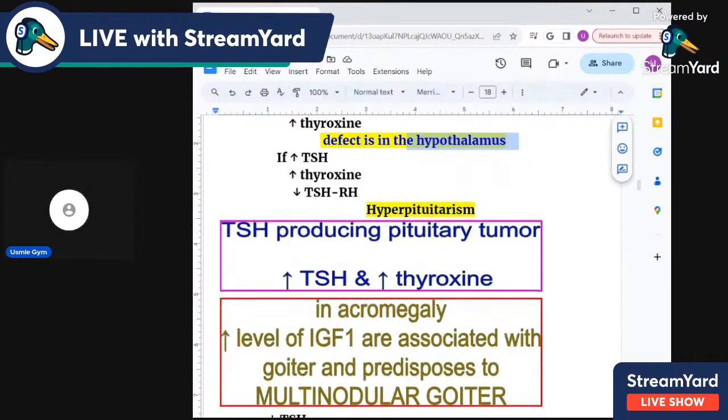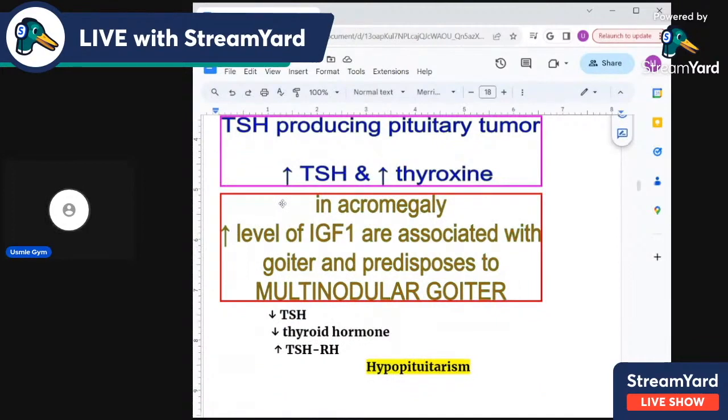Second condition, if TSH increases, it will increase the thyroxine, and thyroxine with negative feedback will lead to decreased TRH. So in this condition, it is hyperpituitarism. In hyperpituitarism, a pituitary adenoma producing TSH, there is increased TSH and increased thyroxine. In that case, this may become a multinodular goiter also. Otherwise, it's homogeneous because of increased production of insulin-like growth factor.